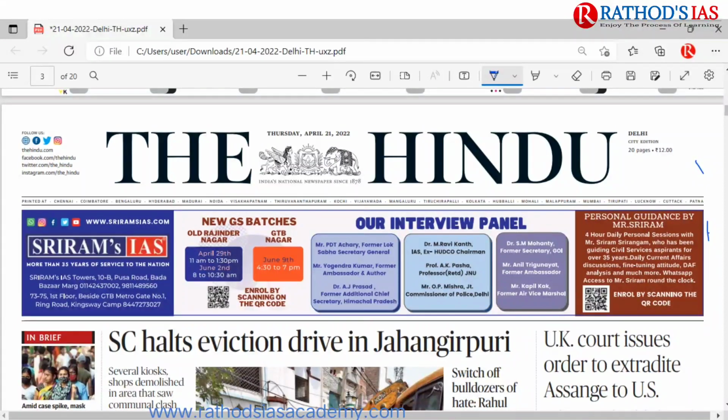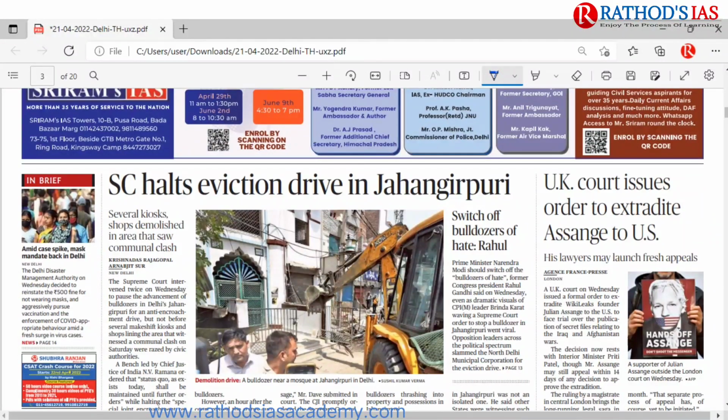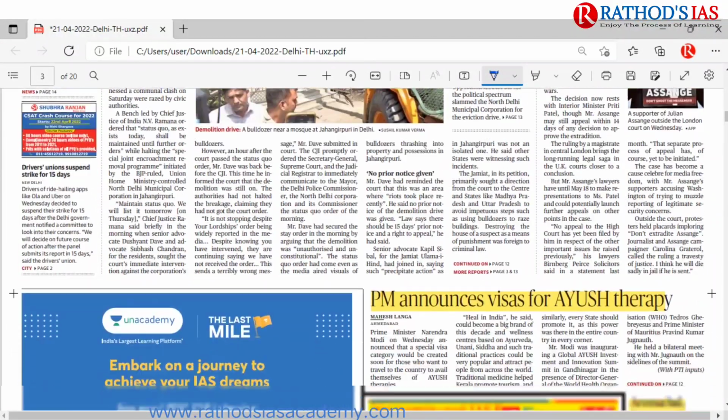And now let us try to see today's Hindu newspaper PDF. This is our today's Hindu newspaper. The date here is April 21st, and this is the Delhi edition. So now let us try to see quickly which topics are important for our UPSC.